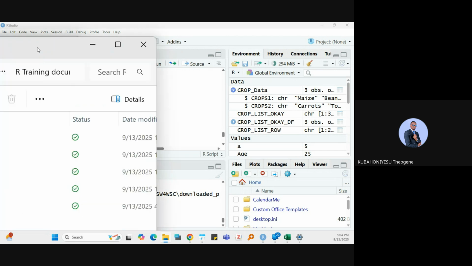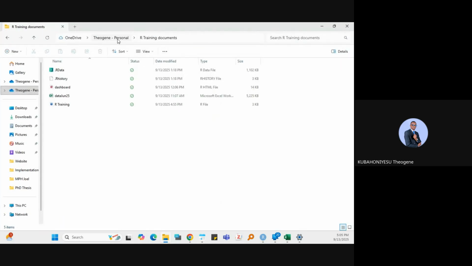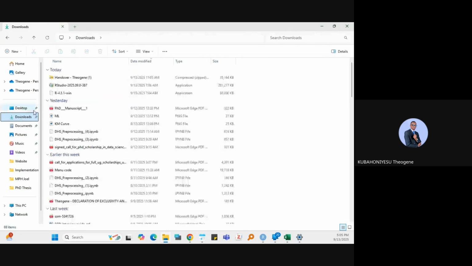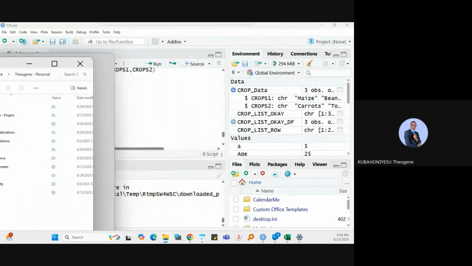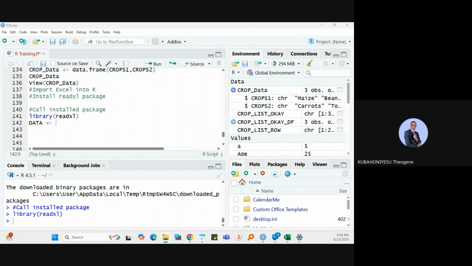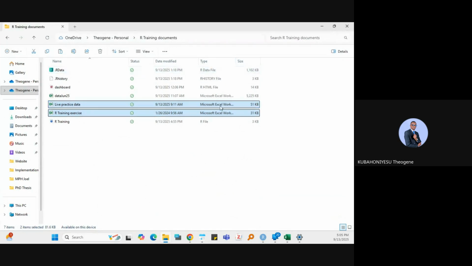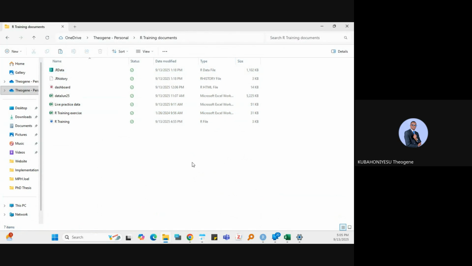Oops. Where are those files? Look. Oh, let's see. So make sure you have these files in your working directory. Do you have that? Okay.